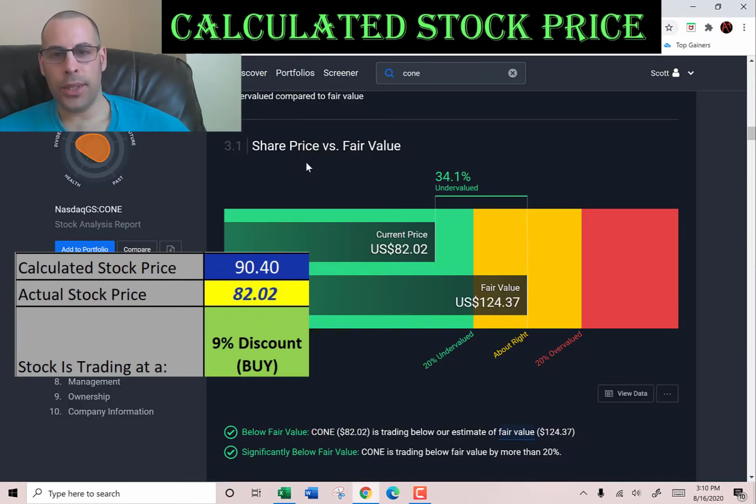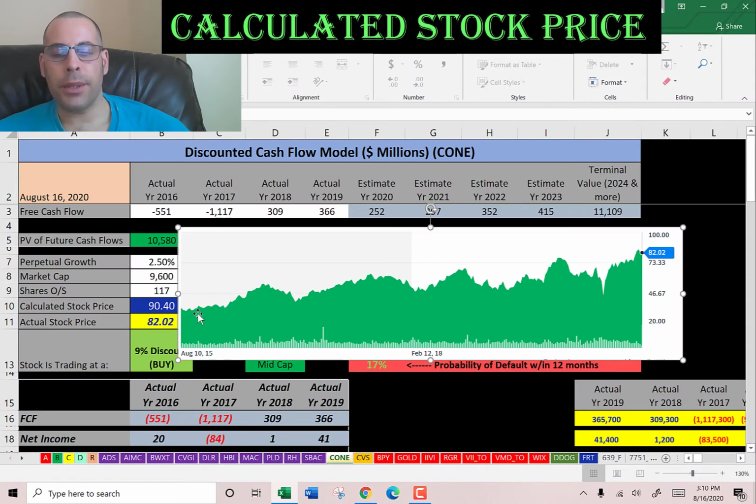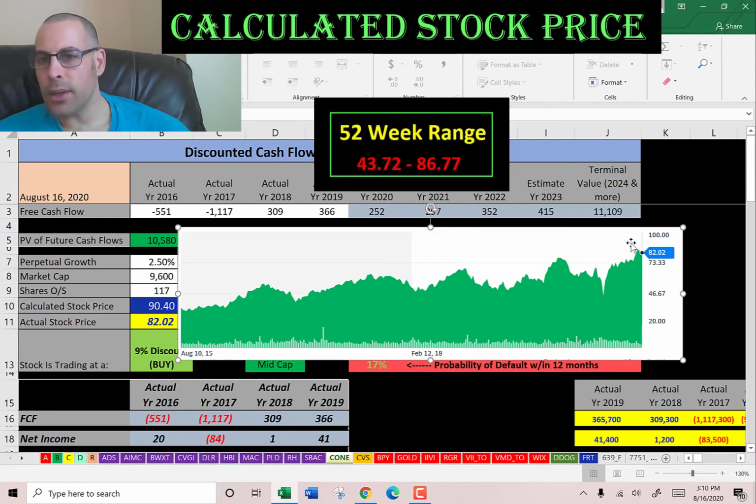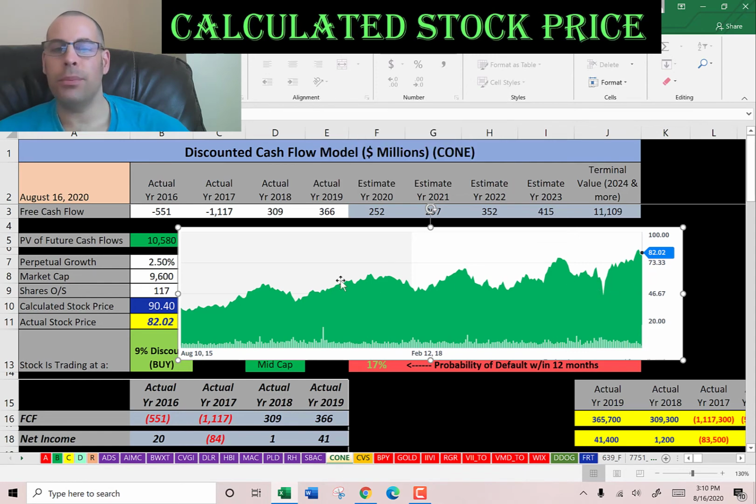Let's see what Simply Wall Street says. They're even higher. They're at 124. So Simply Wall Street takes the average of other analyst estimates. Let's see where the stock has been trading the past few years. So it looks like it's almost at its all-time high. It looks like coronavirus hasn't affected the stock too much.